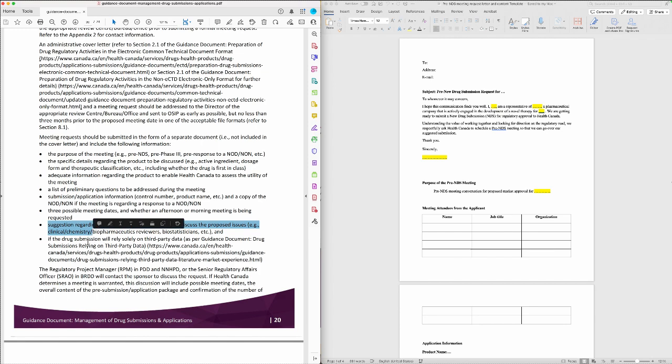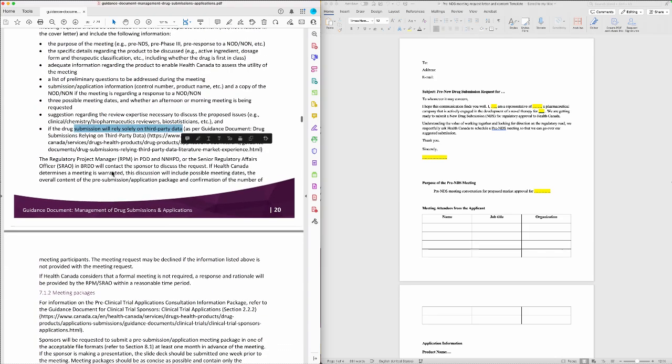Now, if the drug submission will rely solely on third-party data, in this case, we will need to talk about the third-party data in the cover letter as well.